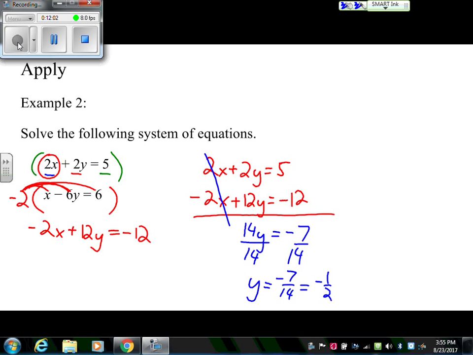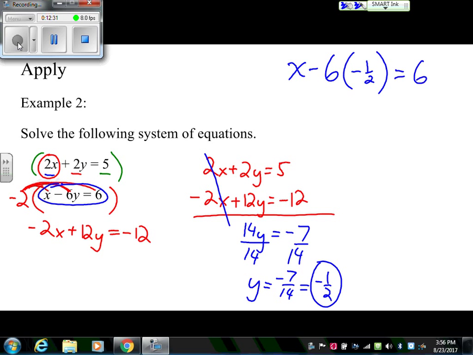All right. So again, I'm still not totally done because I know my y, but not my x. So let's go back to either equation. And I like the original second version because it has x kind of by itself a little bit. If I could just get rid of that pesky 6y or negative 6y. So I'm going to start with that one. So I have x minus 6 times y. Well, what is y? We now know it is negative 1/2. So I'm going to plug that into this equation, equals 6.